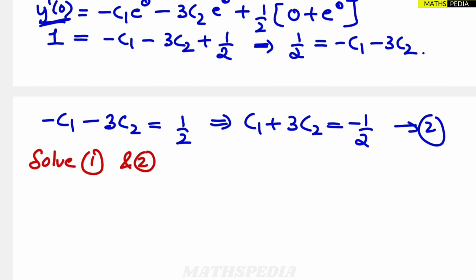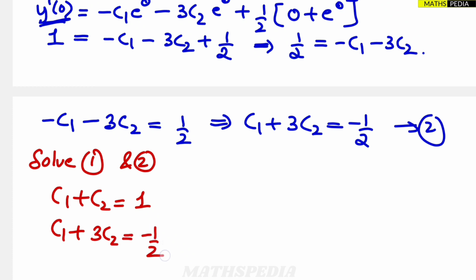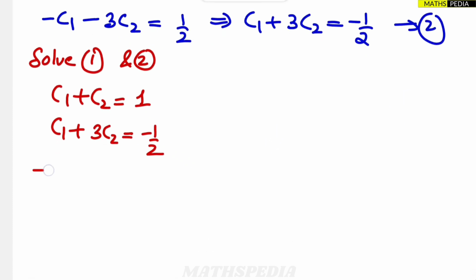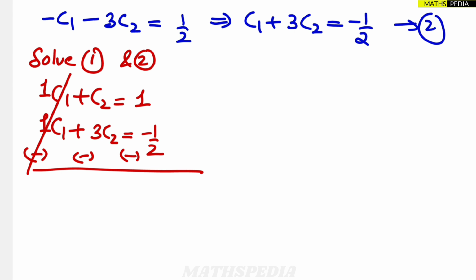So we are having the first equation as C1 plus C2 is equal to 1, second equation as C1 plus 3C2 is equal to minus 1 by 2. Now how to solve? We already studied that the elimination method we can use. Substitution, anything is fine. But here directly elimination, because the coefficients of C1 are the same. So directly subtract. This thing is cancelled. 1 minus 3 is minus 2c2. 1 plus 1 by 2 is 3 by 2. So C2 value will be minus 3 by 4.